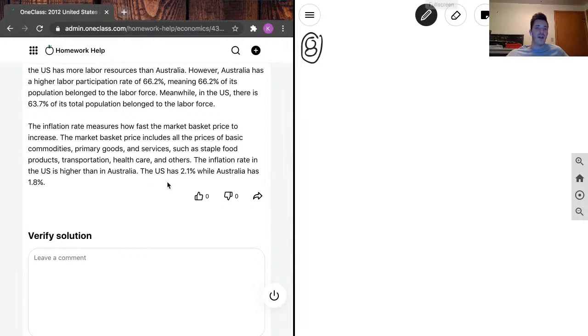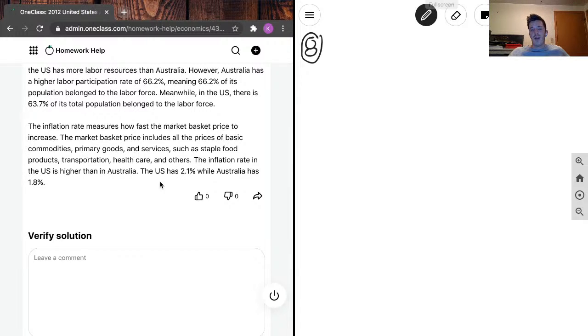The inflation rate measures how fast the market basket price is increasing. The market basket price includes all the prices of basic commodities, primary goods, and services, such as staple food products, transportation, healthcare, and others. The inflation rate in the US is higher than Australia. The US has 2.1%, while Australia has 1.8%.